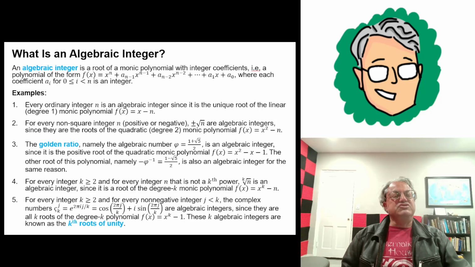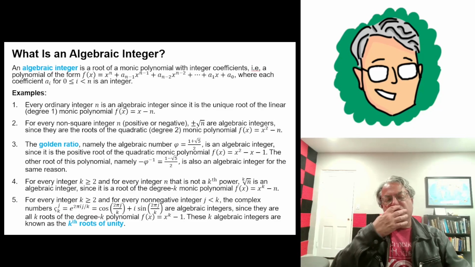Anyway, example 2, this is probably the next simplest example. These are what are called quadratic algebraic integers. And it turns out that plus or minus the square root of n, where n is any non-square integer, these things are also algebraic integers. And how can we see that? Well, it's pretty simple because square root of n, and also its negative, satisfy the monic quadratic polynomial f of x equals x squared minus n. Notice that the term in front of x squared is equal to 1. It's a monic quadratic polynomial.